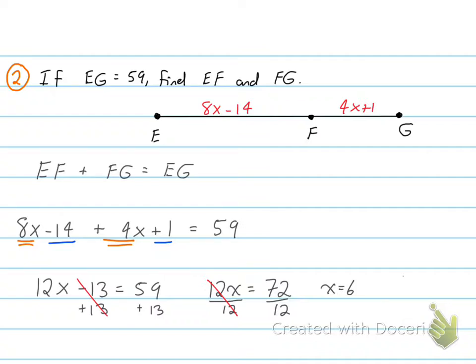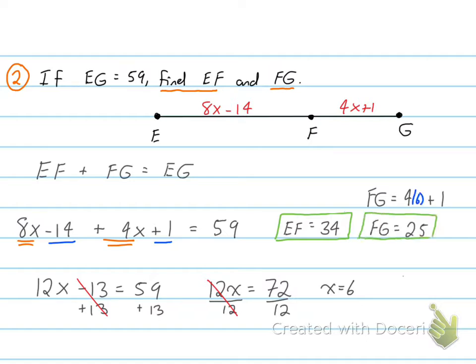So this last step, which is easy to forget, I'm going to plug x into both of those equations, or expressions. So to find EF, I'm going to plug 6 in for 8x minus 14. 8 times 6 minus 14 gives us 34. So EF is 34 units long. I'm going to do the same thing for FG. Plug in 6, I get that FG is 25 units long. Finally, to double check, I know that the whole segment equals 59. 34 plus 25 does equal 59.